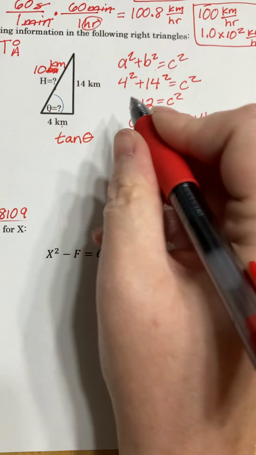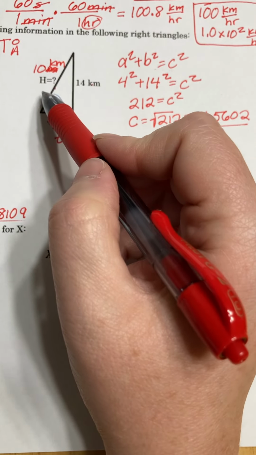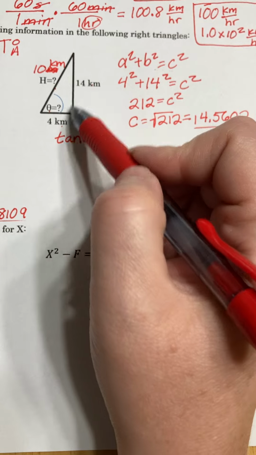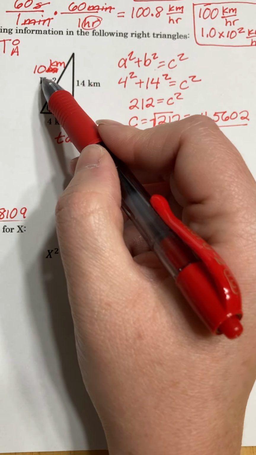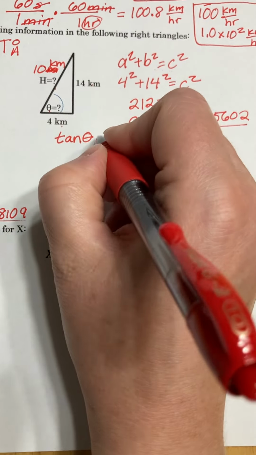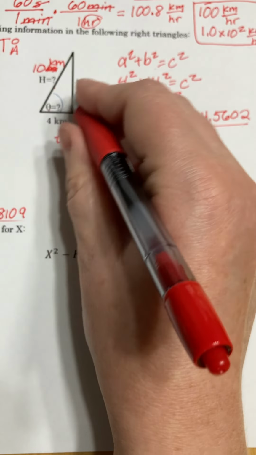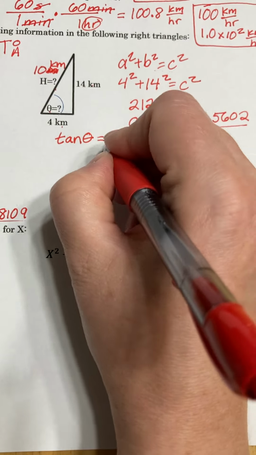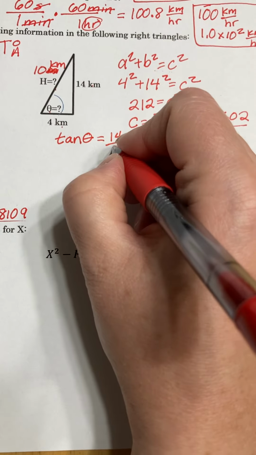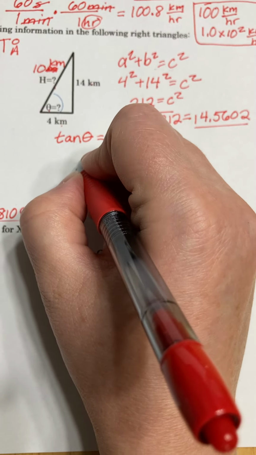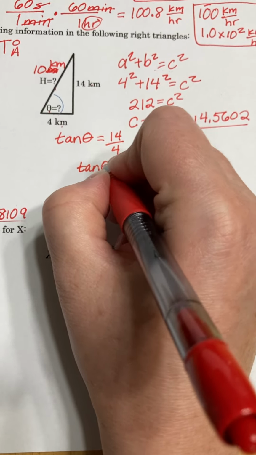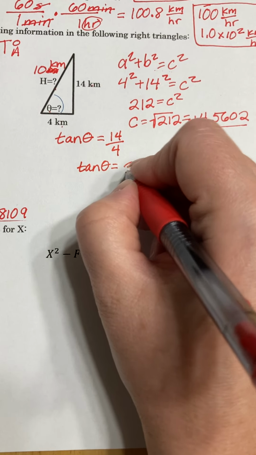Technically, you could do any of them because you now have all 3 sides. It's always best to start from the numbers you were given in case you messed that one up. Then it doesn't make your angle wrong too. So tangent is opposite over adjacent. Your opposite is the one across, which is 14. Your adjacent is the one that touches it, which is 4. So you get tangent of theta is 3.5.